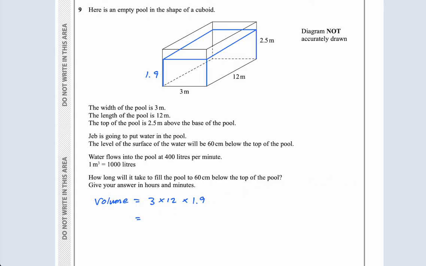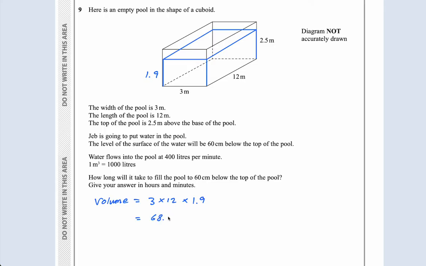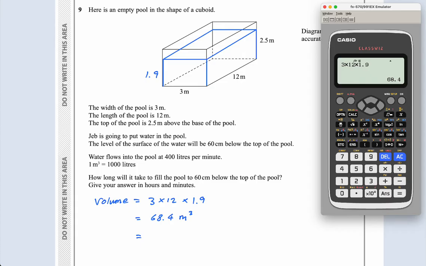So the volume of water is 3 times 12 times 1.9, 68.4. The volume is 68.4 meters cubed. So 68.4 meters cubed, which is what in liters? So it's this times 1,000. So just to be very careful, times 1,000 is 68,400.